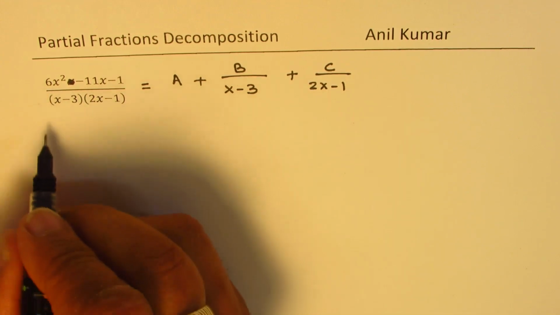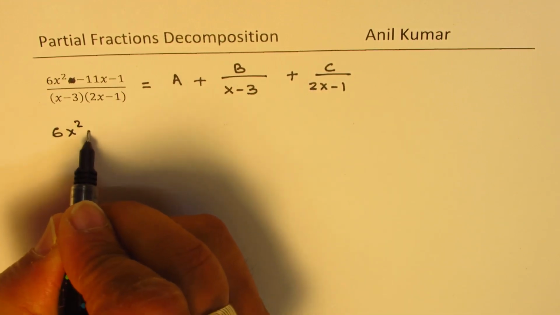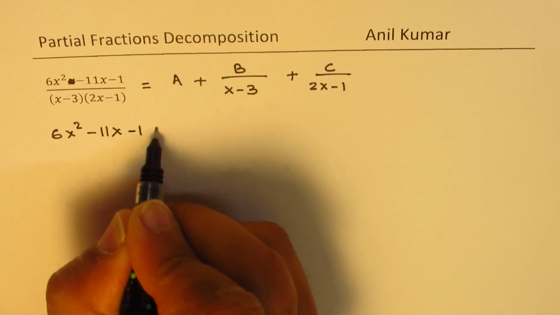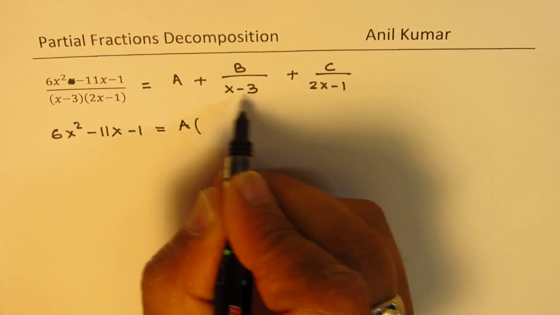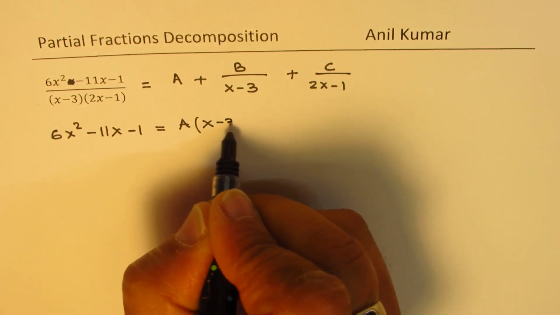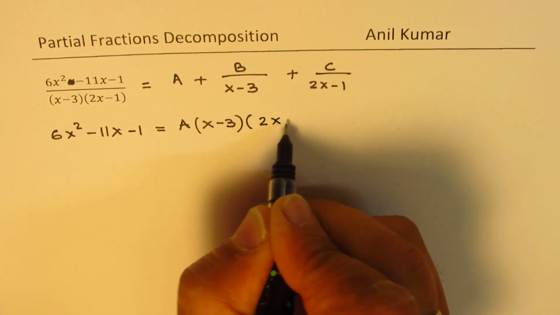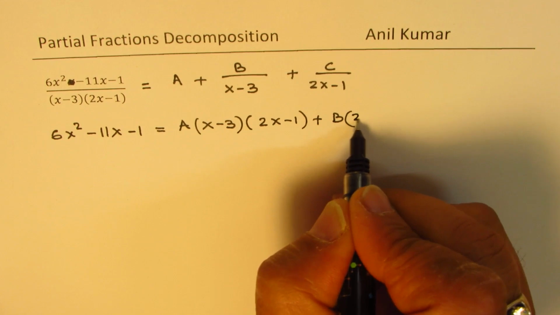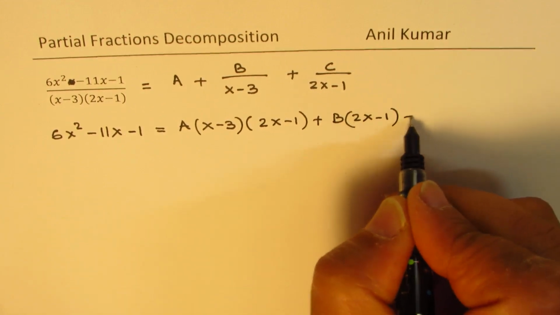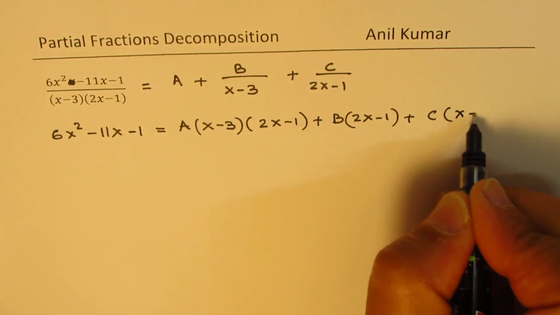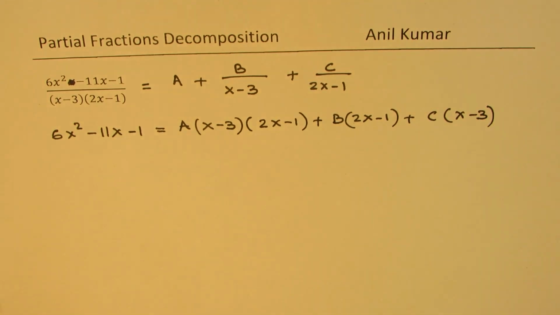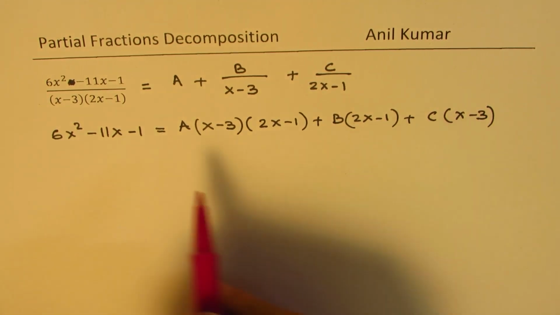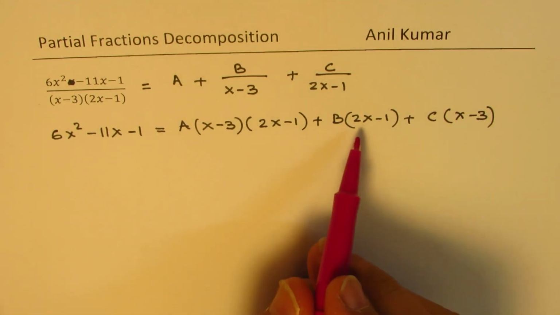Now we could write this as 6x squared minus 11x minus 1 equals a times both these factors, x minus 3 times 2x minus 1, correct, plus b times one of these factors, which is 2x minus 1, plus c times x minus 3. Clear? Now what substitution should we do? We can solve for these values with different substitutions.